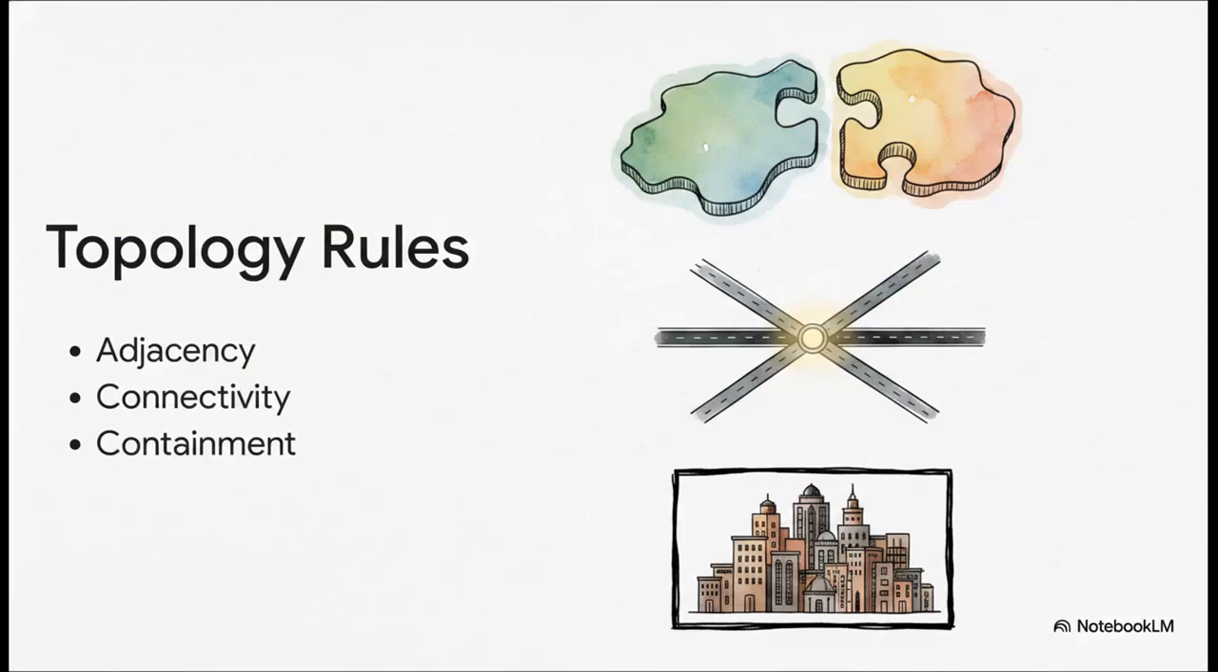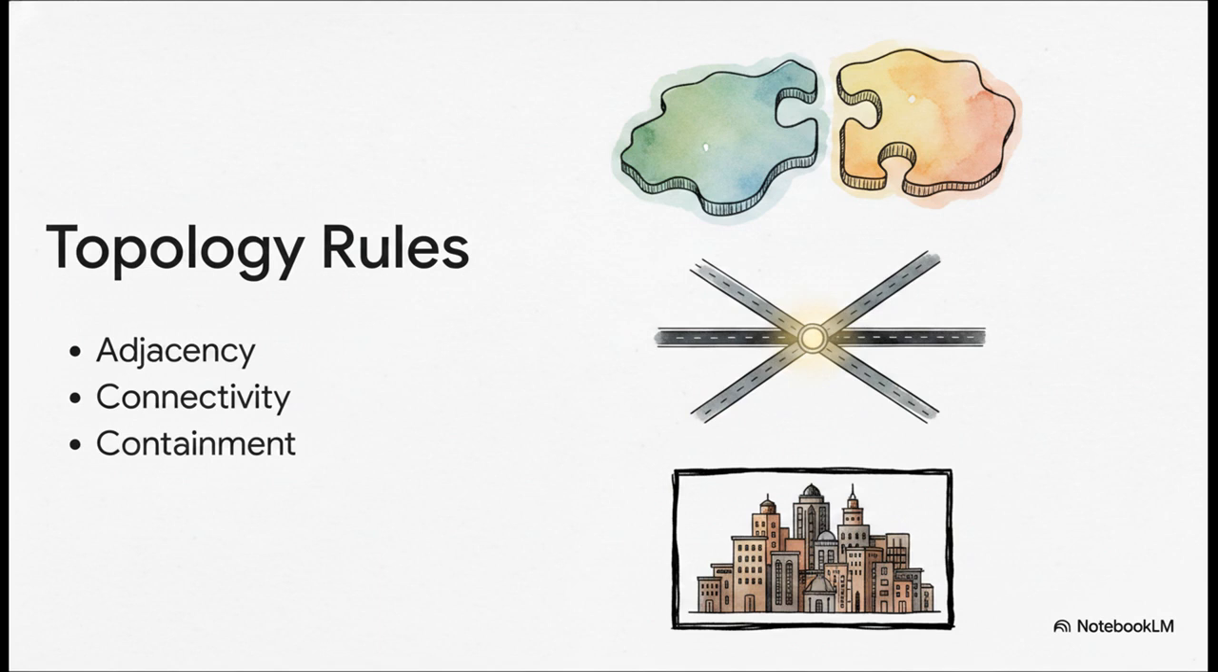But to keep all this spatial geometry organized without causing massive real-world errors, GIS relies on strict mathematical rules called topology. There are 3 key rules we apply here. First, adjacency, checking which polygons share a border, like making sure India and Nepal sit perfectly next to each other in the system without any weird gaps.